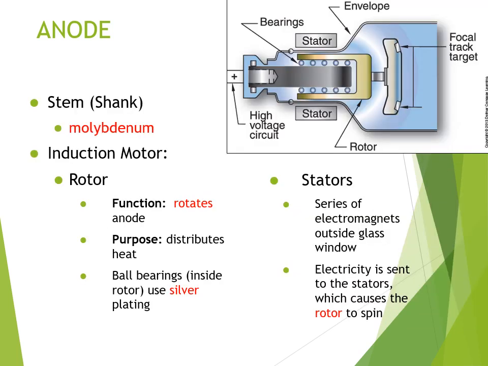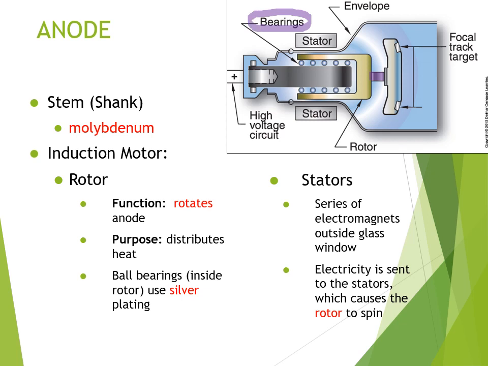The stem, which is the piece right behind here, that piece right here, is called the stem, and it's comprised of moly. And then the induction motor is the part that has the rotor, which is going to rotate the anode. Its purpose is that it dissipates or distributes heat, and the ball bearings that are inside of here, which are showing in the picture, the bearings, those are made of silver plating.